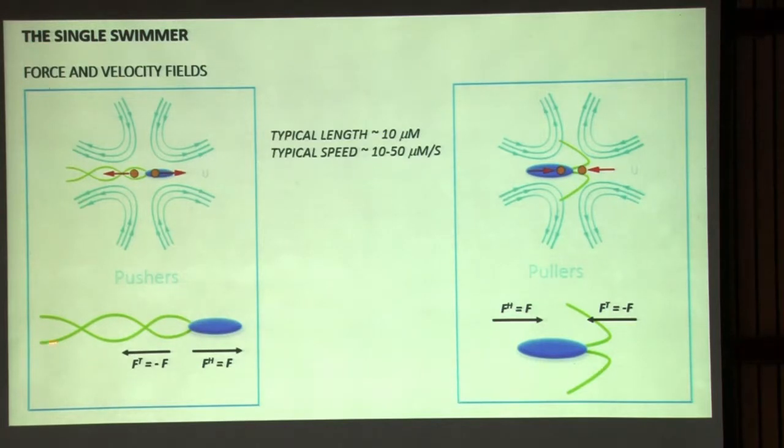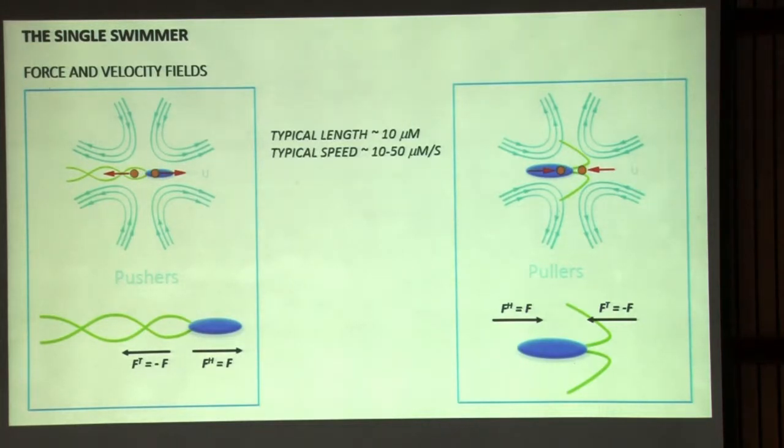So remember, this is the E. coli, that's the helical bundle, which pushes fluid behind as the swimmer moves forward. So you can imagine that the bundle exerts a force opposite to the direction of swimming, while the head drags the fluid in the same direction. So the simplest description of such a swimmer on large length scales would be a pair of equal and opposite forces, or a force dipole.